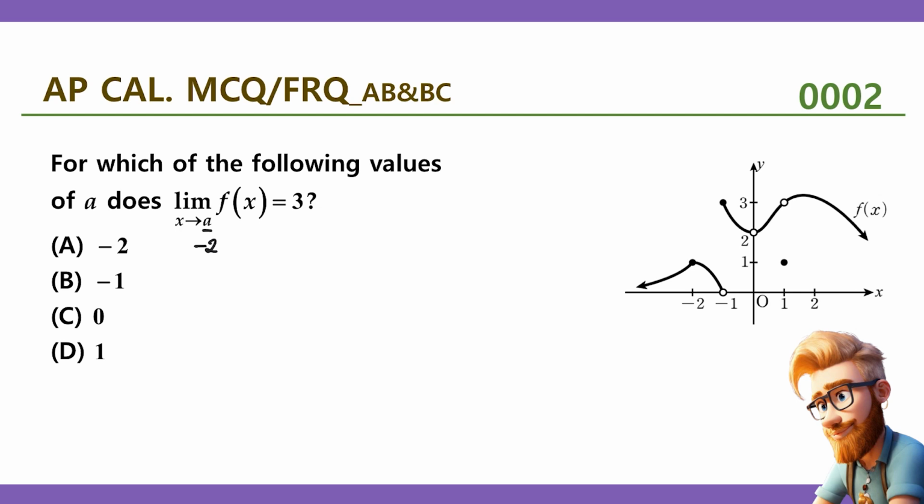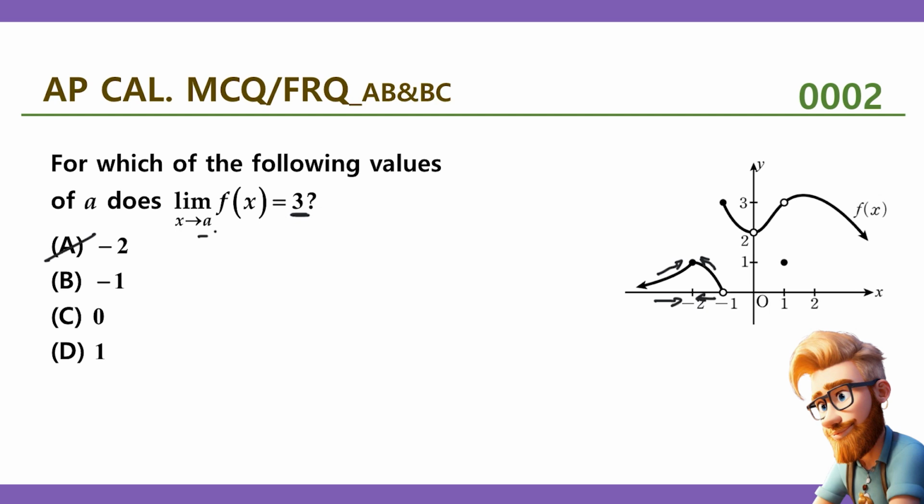As x approaches -2 from the left hand side, that's 1, right? From the right hand side, it also approaches 1. So the limit value is equal to 1, not 3, right? So A is not the answer. Okay, B, we have -1.